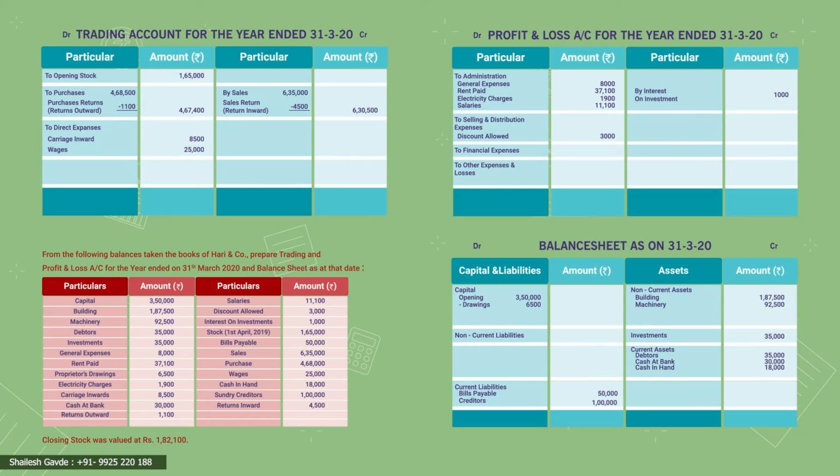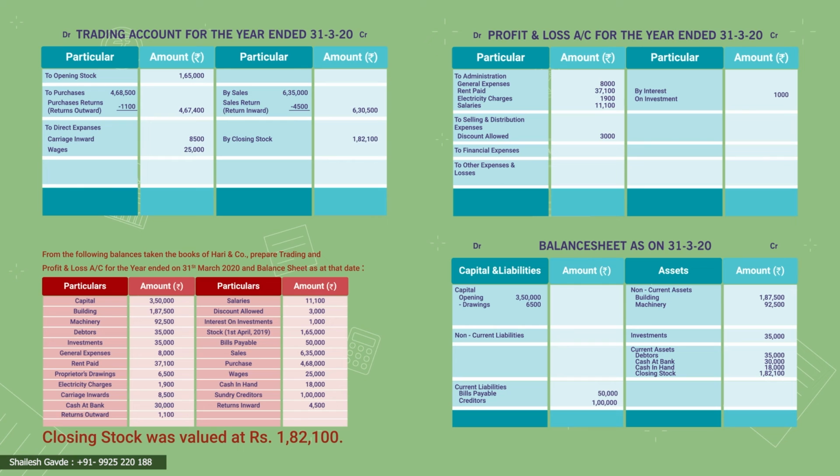Now they have given only one adjustment. Closing stock was valued at rupees 1,82,100. Well, closing stock is an adjustment, and for an adjustment we give minimum two effects. Effects of closing stock will be trading account credit side by closing stock 1,82,100 and balance sheet current assets 1,82,100.